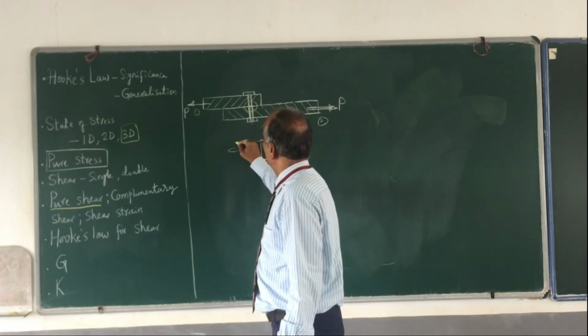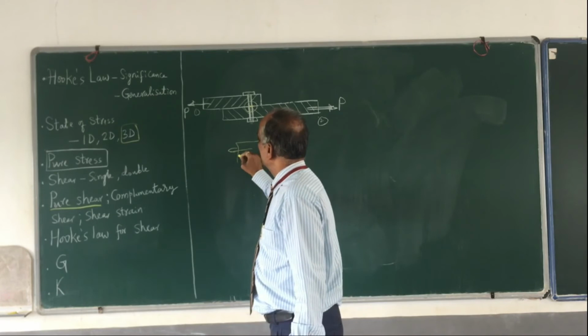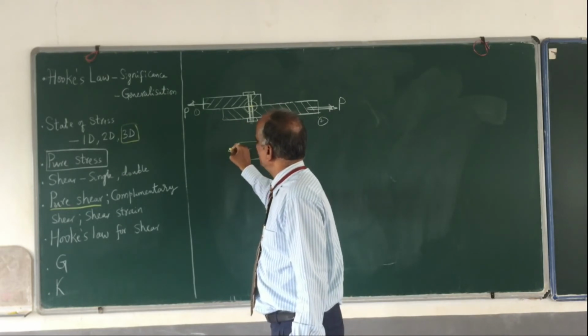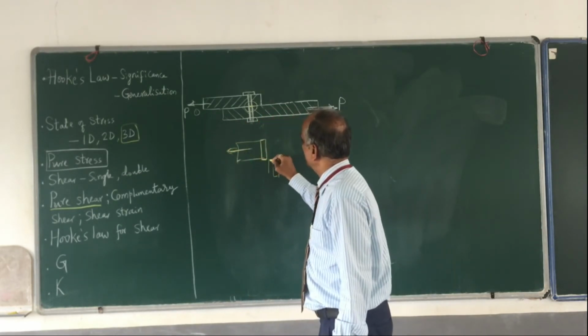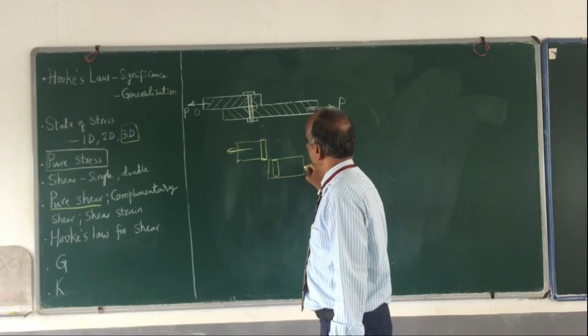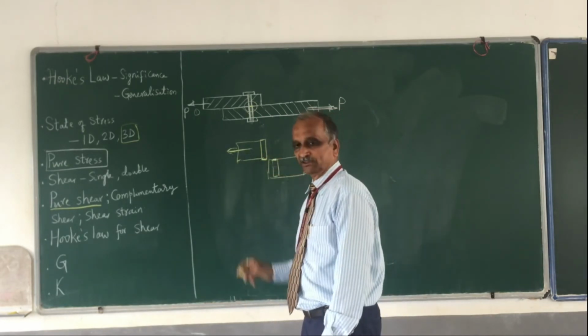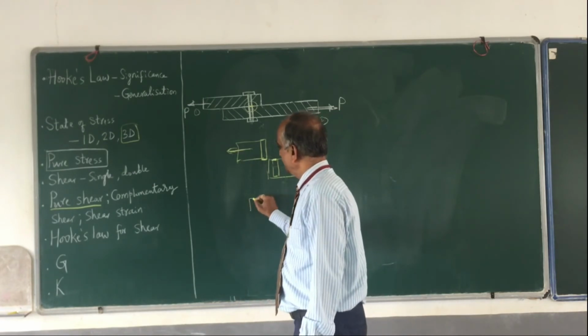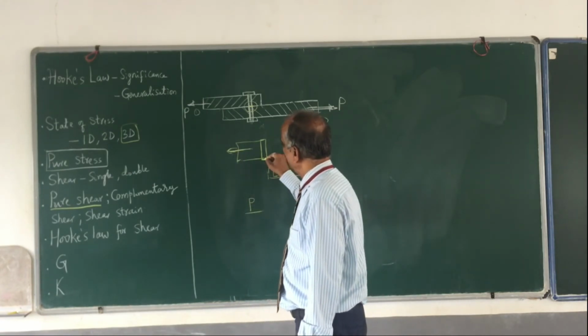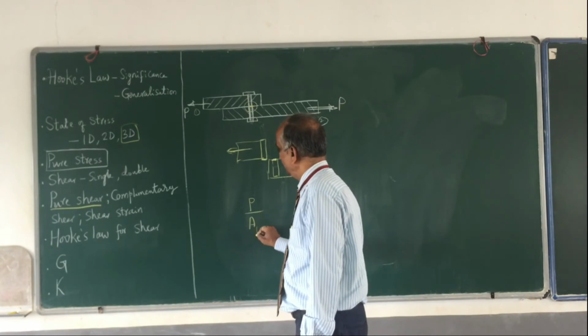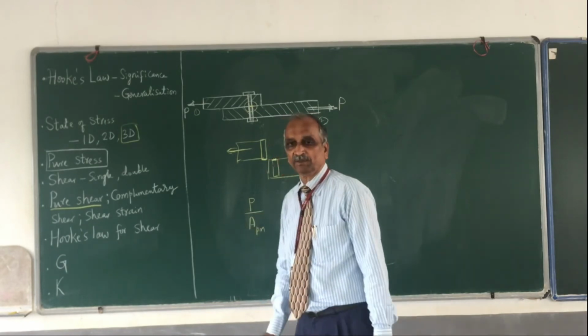Okay, this is the portion of the plate, and this is what is being pulled here, and this is the plate being pulled like this. And this portion where you have taken the section, this P is divided by the cross-sectional area of the pin.